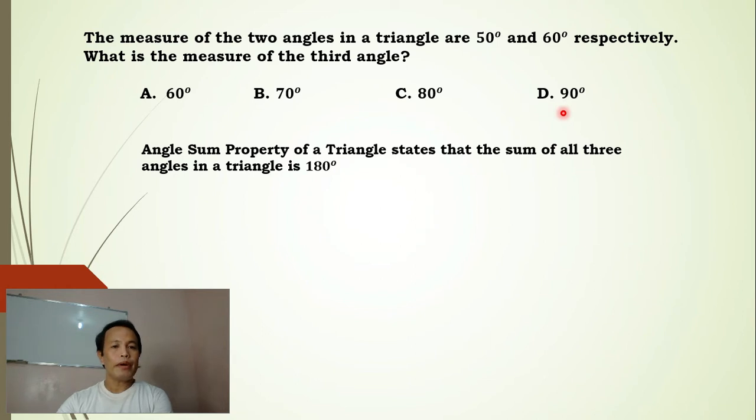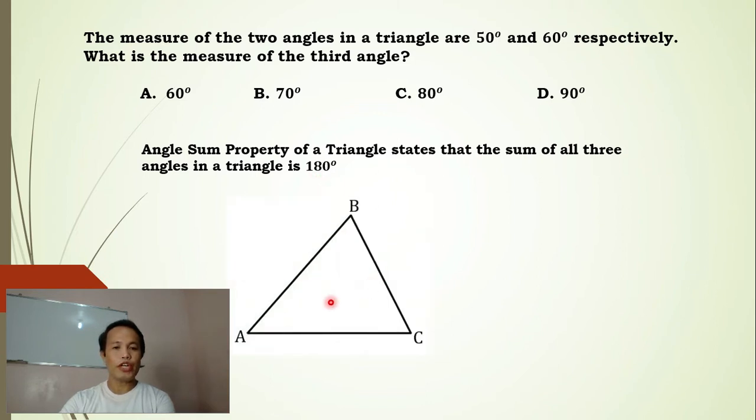The angle sum property of a triangle states that the sum of all three angles in a triangle is always equal to 180 degrees. So this property states that if we add all the measures of the three angles in a triangle, this will always sum up to 180 degrees. So if I illustrate a triangle, triangle ABC, and angle A is 50 degrees according to the given, and angle B is a 60-degree angle, again according to the given, what should be the measure of angle C?